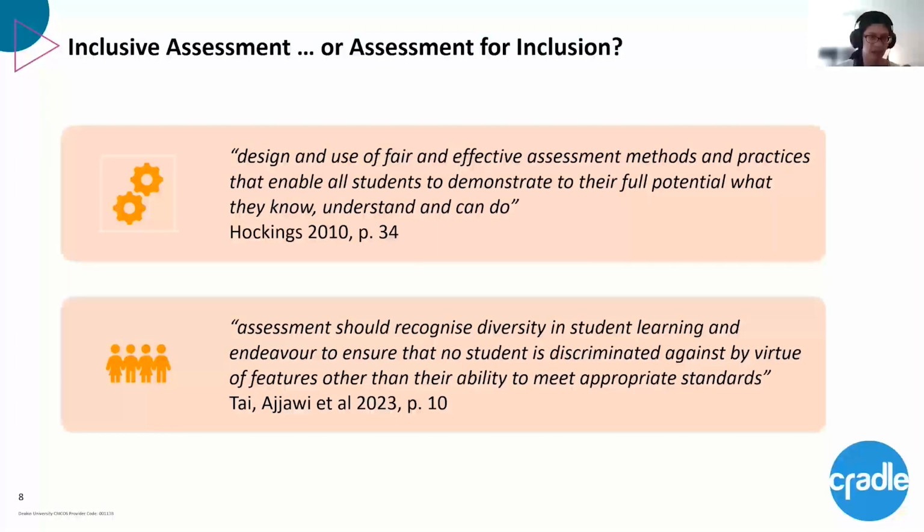assessment, looking at what happens to the assessment. More recently, we've been thinking harder about what happens to the students and what assessment means for the students. And so in our book, we talk about assessment for inclusion, which should recognise diversity in student learning and endeavour to ensure that no student is discriminated against by virtue of features other than their ability to meet appropriate standards. So we're shifting to the people involved in the assessment rather than the assessment task itself.